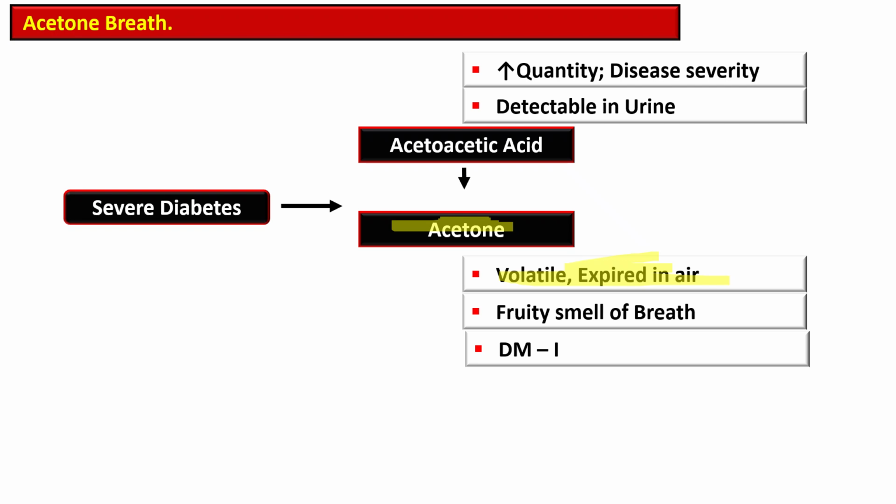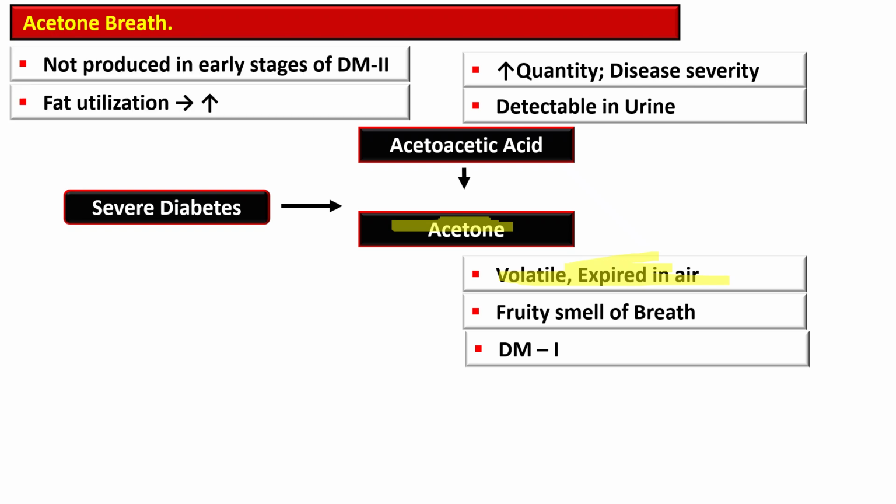And in type 2, ketoacids are not typically produced in the early stage but can appear in severe cases with significant insulin resistance. Urine test can detect ketoacids, or ketonuria, which helps to evaluate the severity of diabetes and risk for diabetic ketoacidosis.